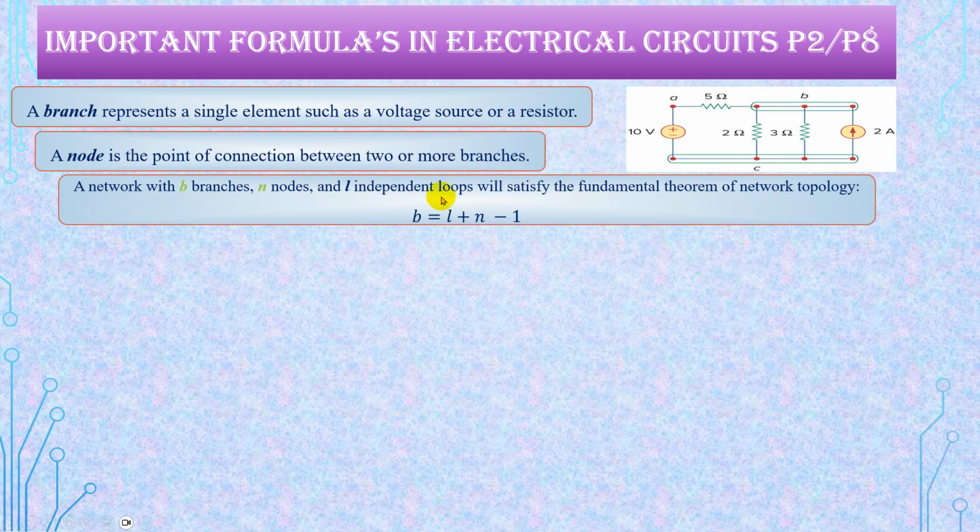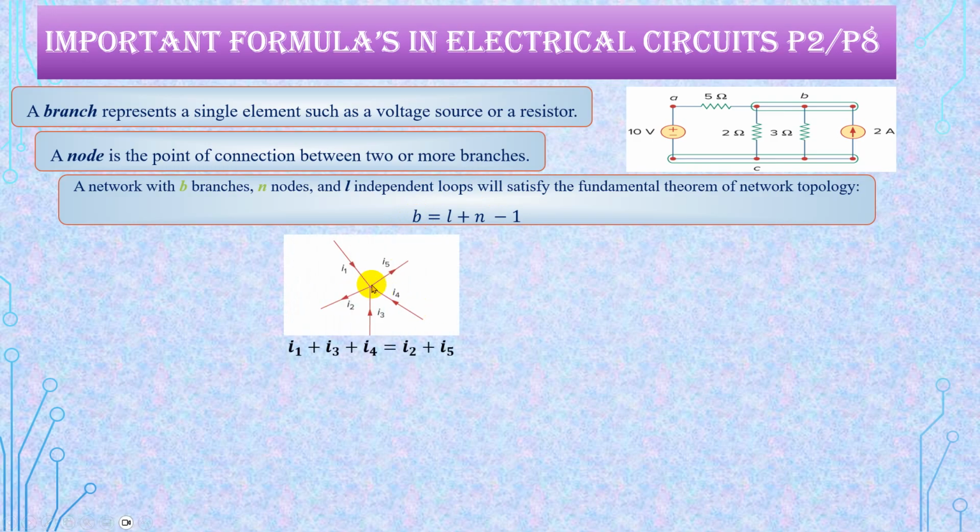Now compare this here. We don't know the branches, we know the loops. Let us take 1, 2, 3 loops. So 3 plus the number of nodes, 1, 2, 3. So 3 nodes. So 3 plus 3, 6. 6 minus 1, how many? 5. So 5 branches are there, now check it. 1, 2, 3, 4, 5. 5 branches are there. So like this it satisfies the equation. We proved that this equation is correct.